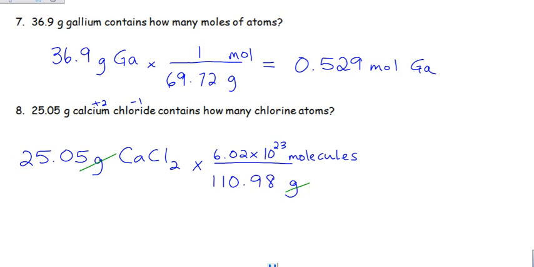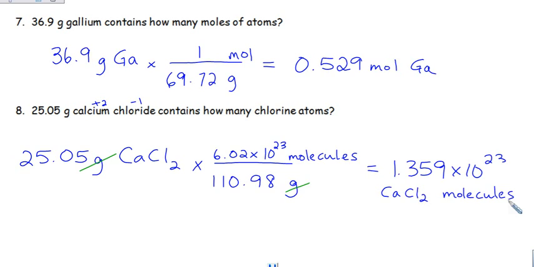Now at this point, grams and grams would cancel. I'd be at molecules. So just out of curiosity, let's see what we get. I would take this 25.05, multiply by the 6.02 times 10 to the 23rd, and divide by my 110.98. So I would get about, let's go 4 sig figs, 1.359 times 10 to the 23rd calcium chloride molecules.